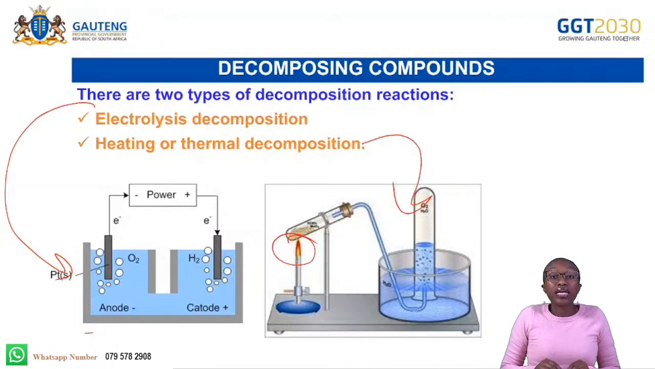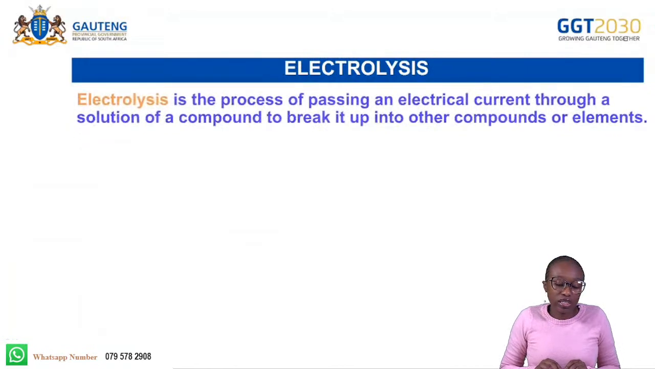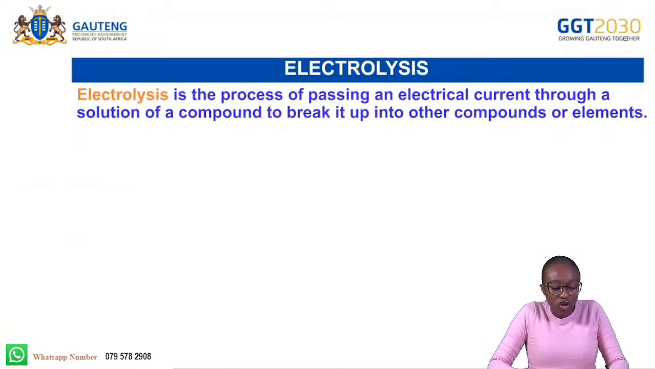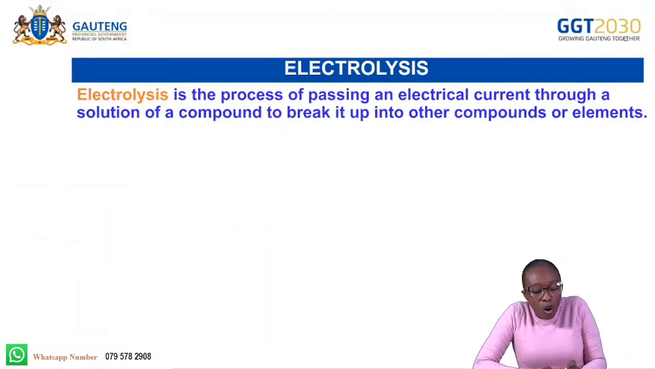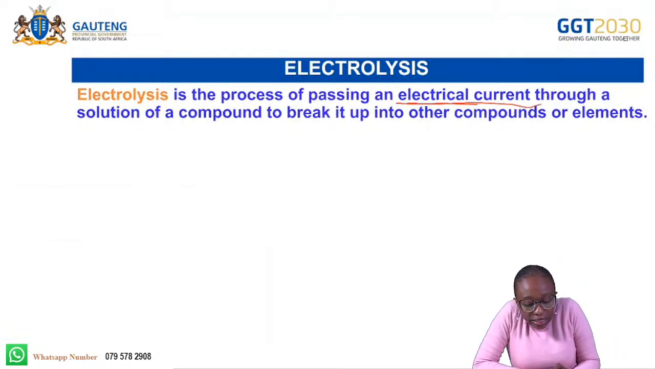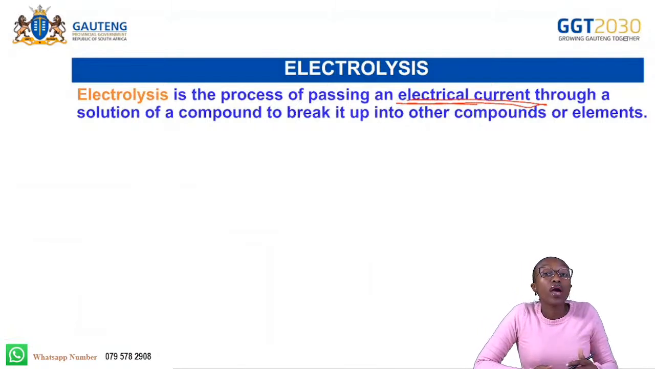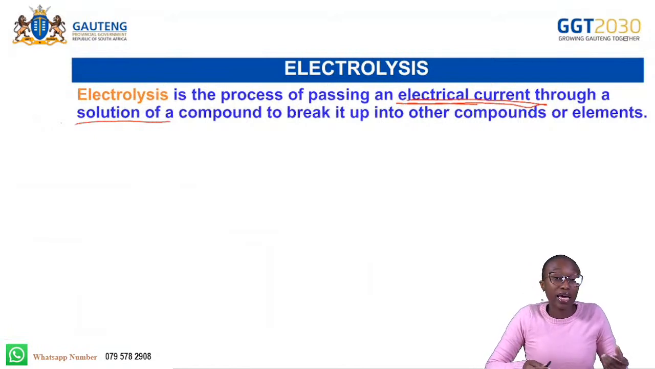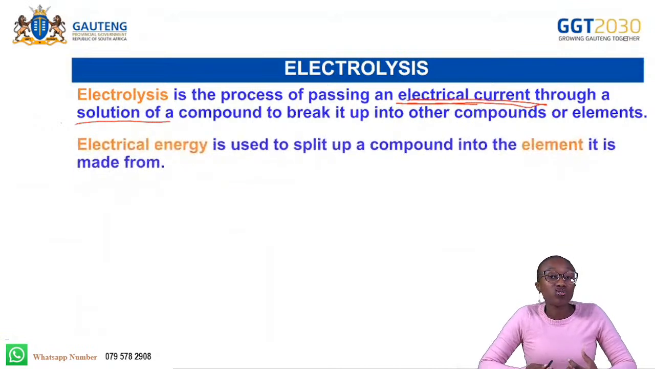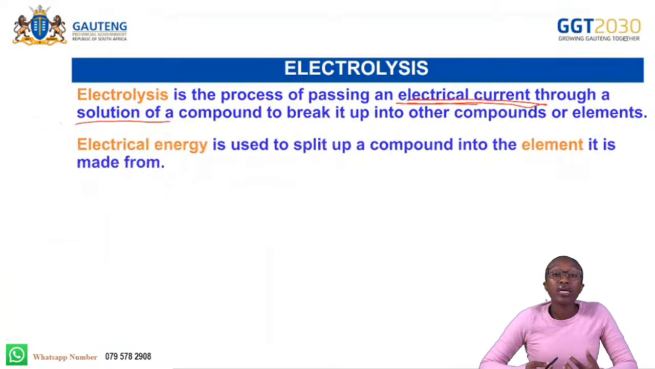Okay, so now let's learn more about these two. Electrolysis is a process where we pass an electric current through a solution of a compound to break it up into other elements. What do we mean by a solution of a compound? For instance, if you want to make a solution of sodium chloride, we dissolve sodium chloride in water.